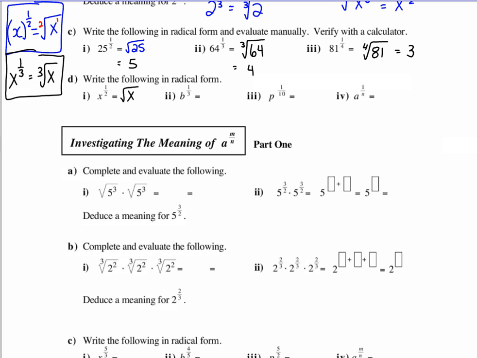Okay, 1/3 is the same thing as cubic root of b. 1/10, 10th root of p. My index would be 10. And so we can get to our first law, a to the power of 1 over n, nth root of a. Perfect.